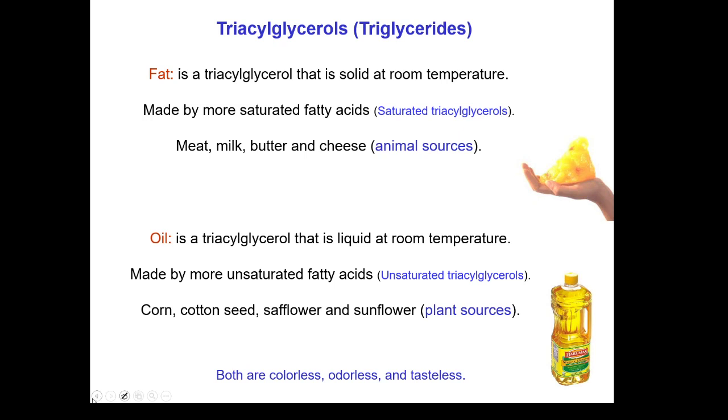Okay, so what is the difference between fat and oil? Fat is a triacylglyceride that's solid at room temperature.